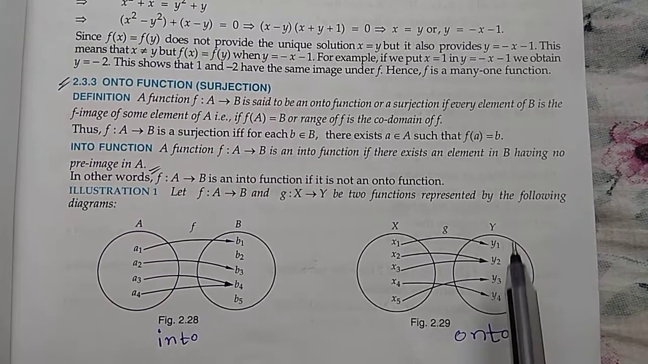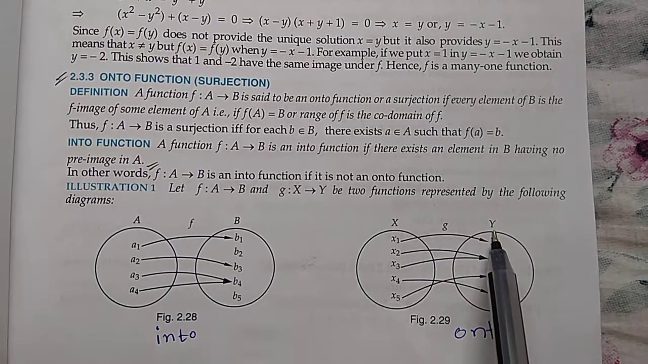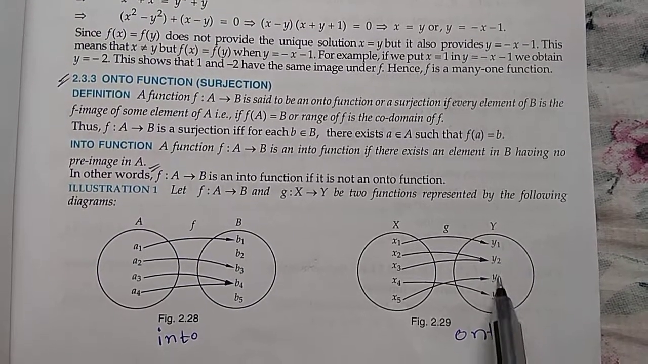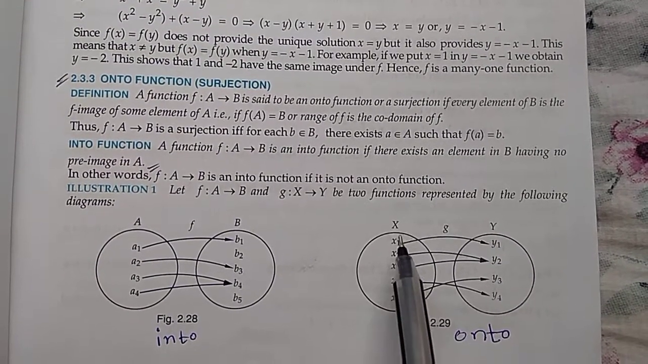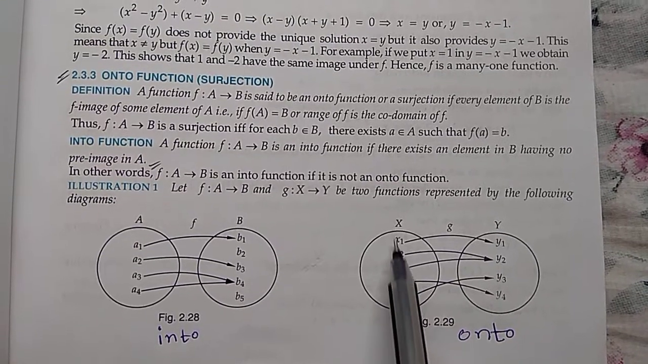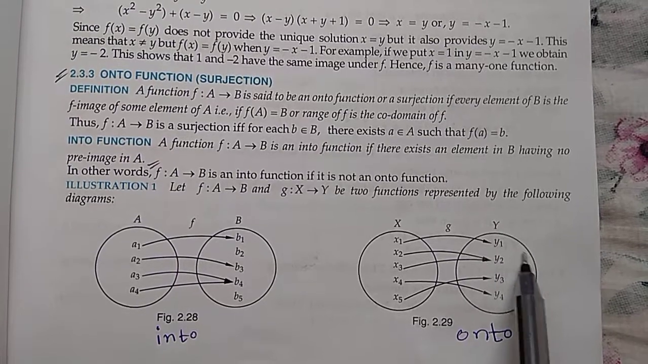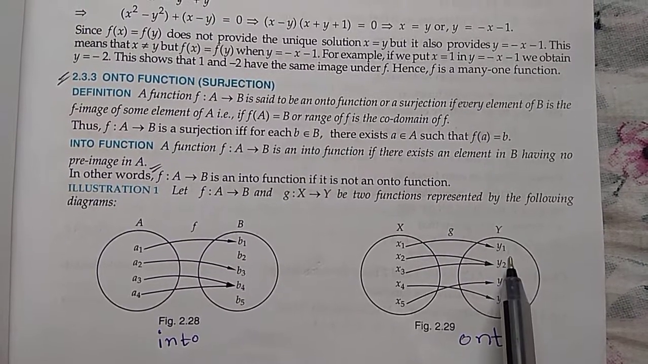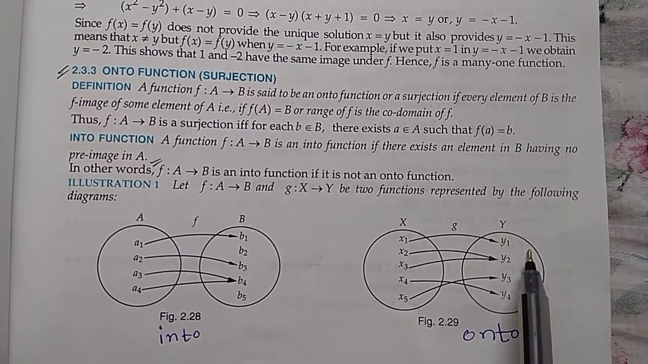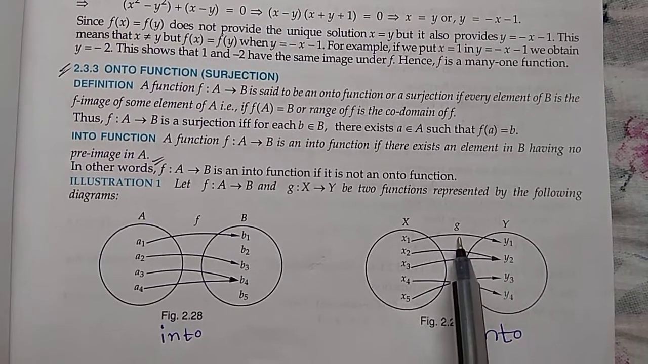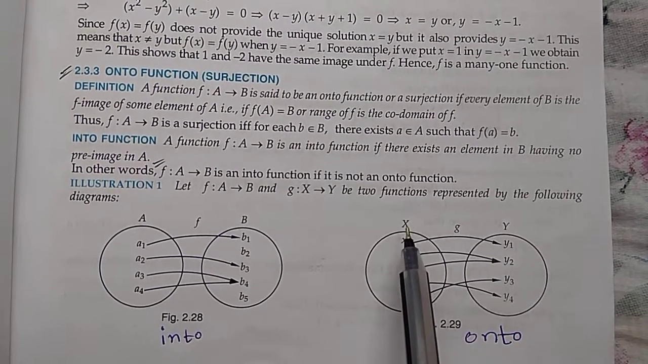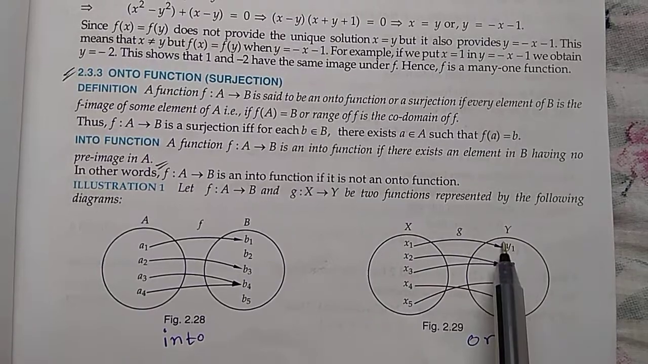Again here you see y1, y2, y3, y4. Every element of the codomain set Y is an image of an element in the set X. So here the codomain set and the range set or image set are equal. So G is an onto function from X to Y.